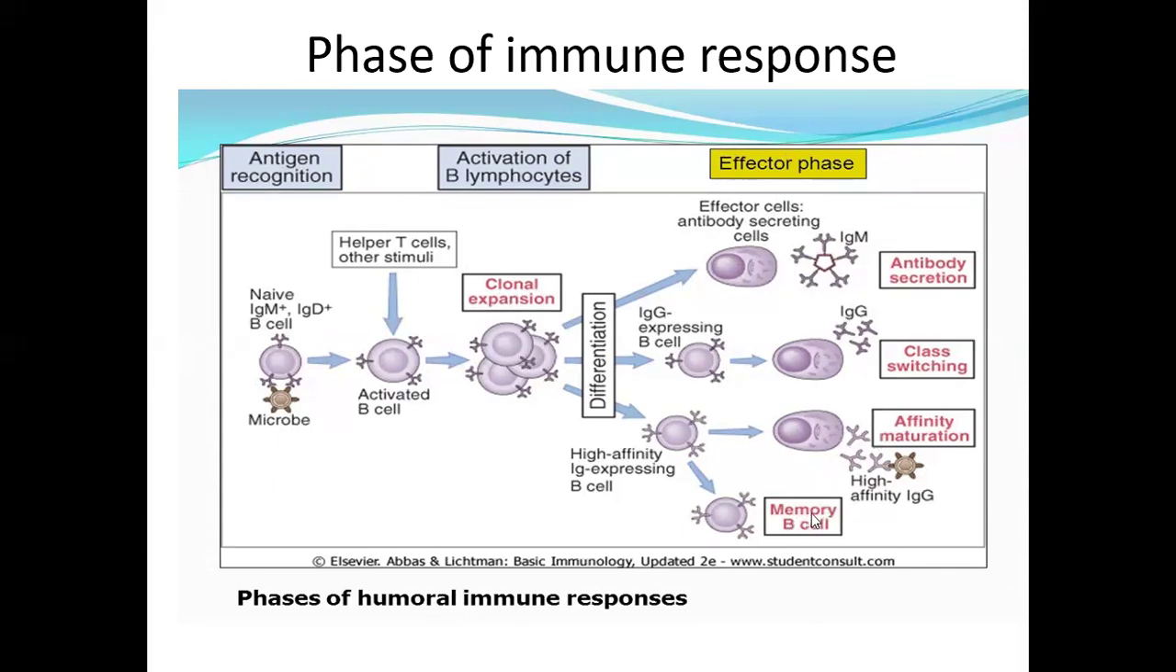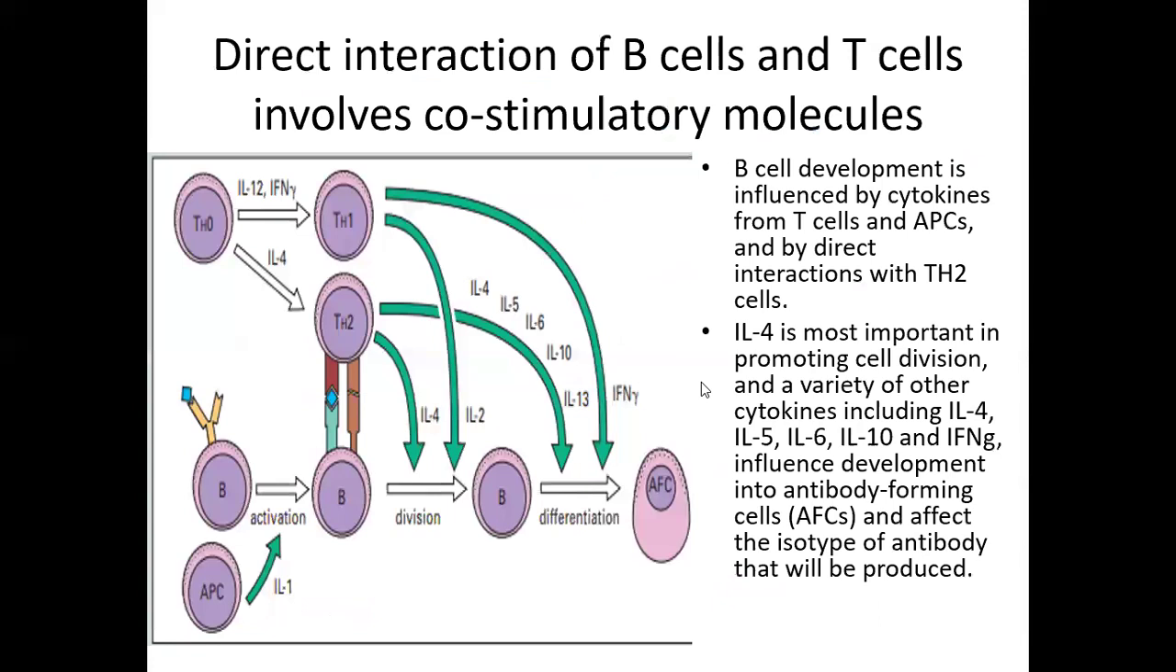And the next step is a memory step when memory cells are created, memory cells from B cell and from T helper. And direct interaction of B cell and T cell involves co-stimulator molecules.